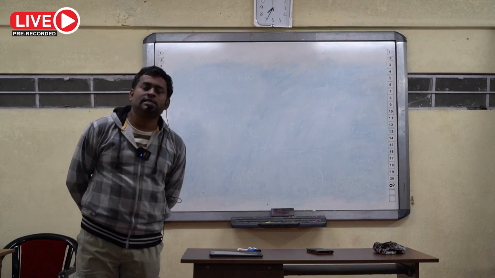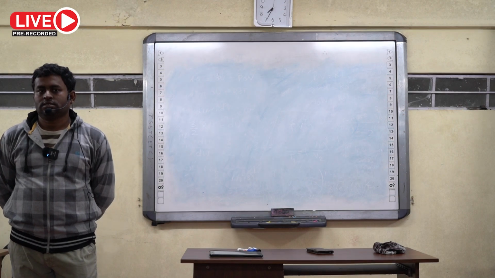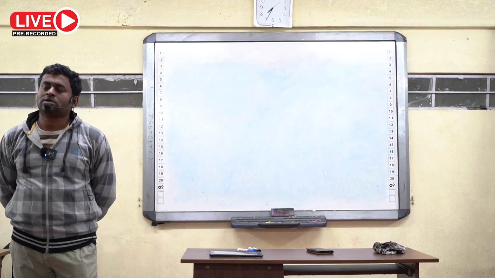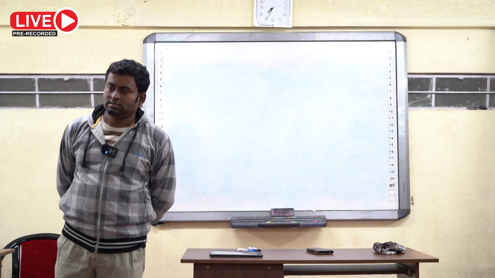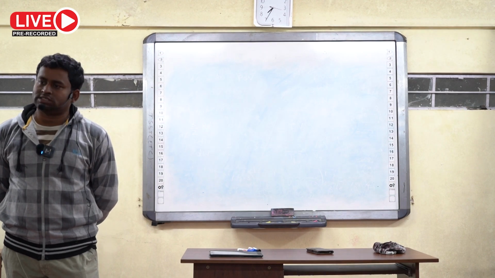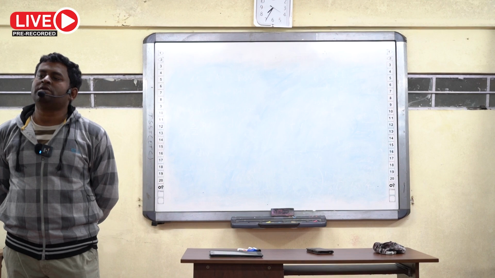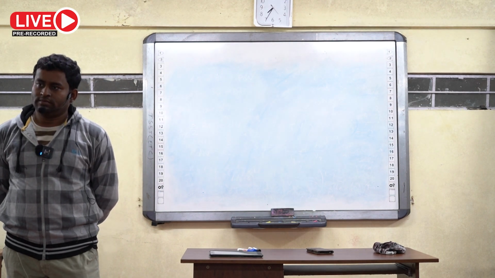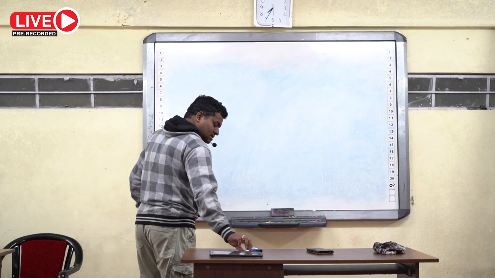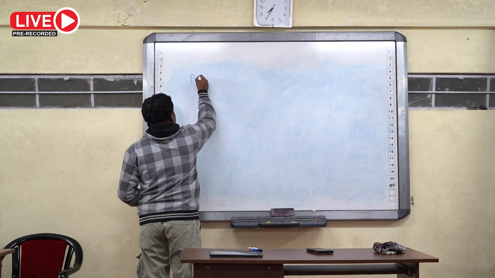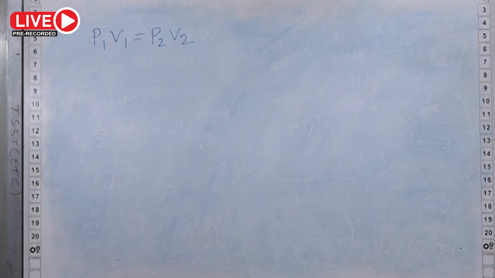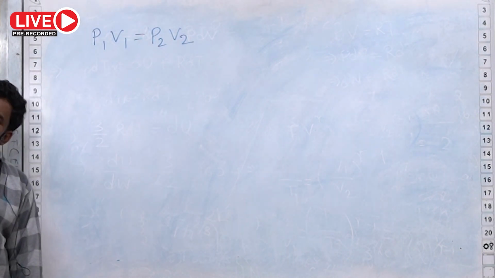Which law is obeyed by gas in an isothermal process? Isothermal means temperature is constant. So PV equal to nRT. So if temperature is constant, then the entire right hand side is constant. So the isothermal process obeys the law PV equal to constant, that is Boyle's law. So for two different states, I can write in an isothermal process that P1 V1 equal to P2 V2.